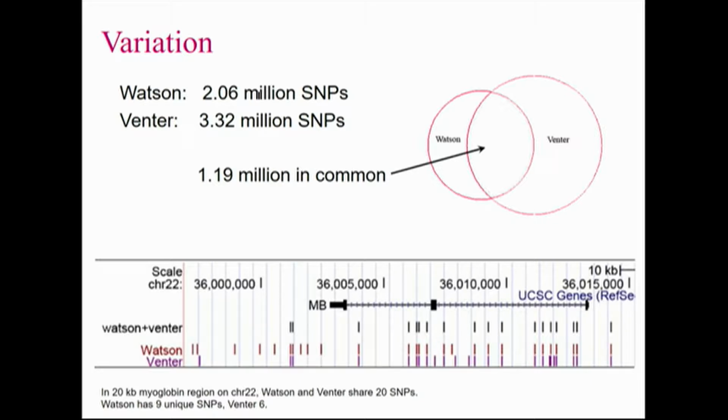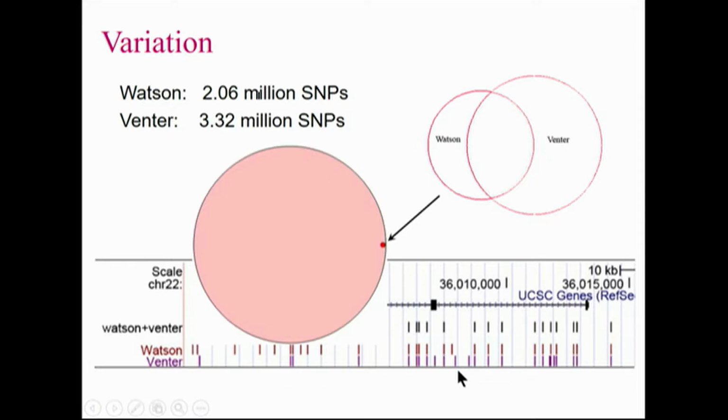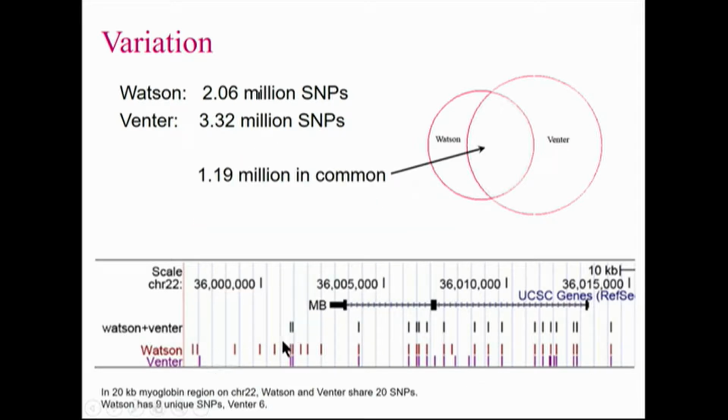But there's going to be some overlap where you differ from the reference and somebody else also differs from the reference at that place. And what the browser does for you, it lets you see those data mapped against the reference. And so here's Watson and Venter in our data set.